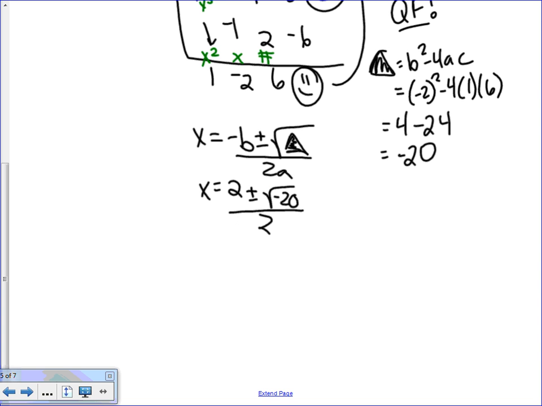And remember, you're not allowed to divide until you reduce your radical. So we know we're going to have an i there, but we have to figure out if we can reduce the square root of 20.